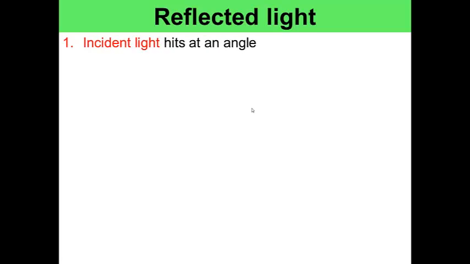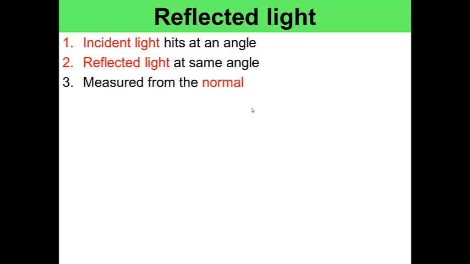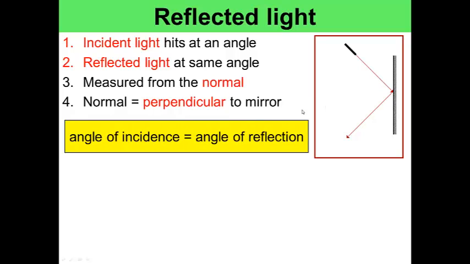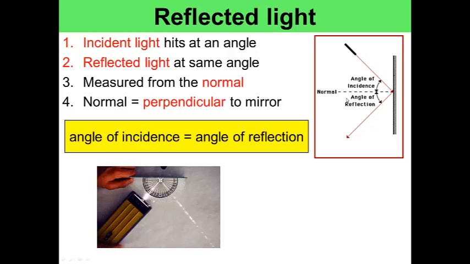Reflected light. The incident light hits at an angle, and the reflected light comes off at the same angle. This is measured from the normal, or 90 degrees. Normal is perpendicular to the mirror. So here is the incident, here is the reflection, and normal is 90 degrees, or perpendicular to the mirror. The angle of incidence therefore equals the angle of reflection when you measure from that perpendicular imaginary line, or normal.